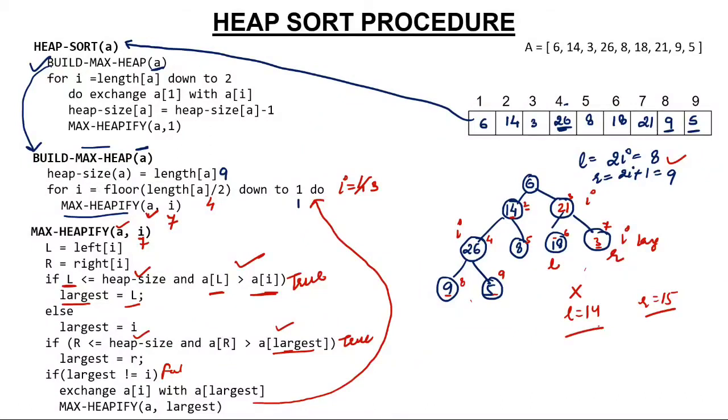Since there is no index 14 and 15, the condition will become false. Is L less than heap size? No, false. If this is false, I'll not execute this, so this entire condition will become false. Again, is R less than heap size? No, so I'll not check this. So this will become false. Is largest not equal to I? No, largest and I are equal, because I is also here and largest is also here. Since both are the same, I'll not exchange and not move inside this if block.